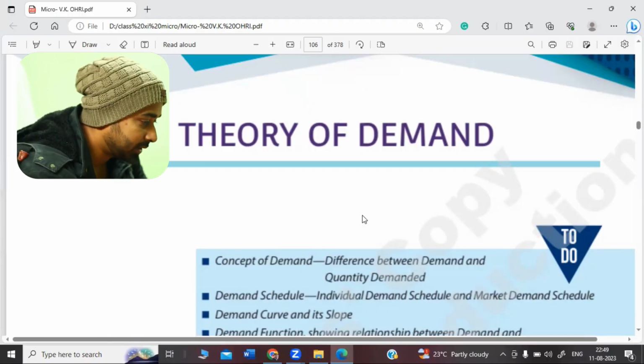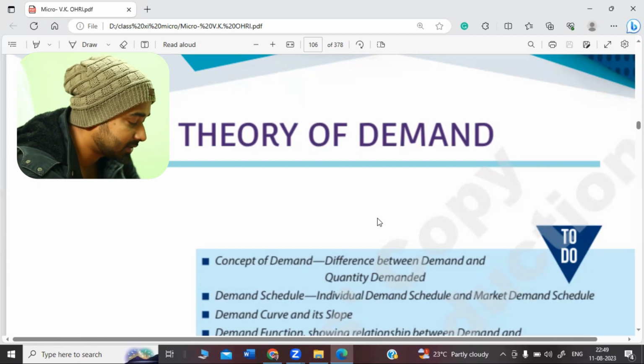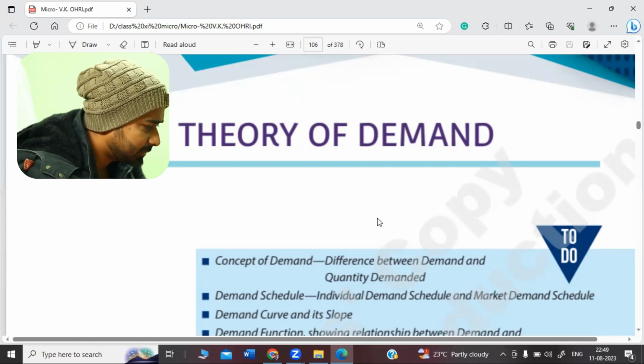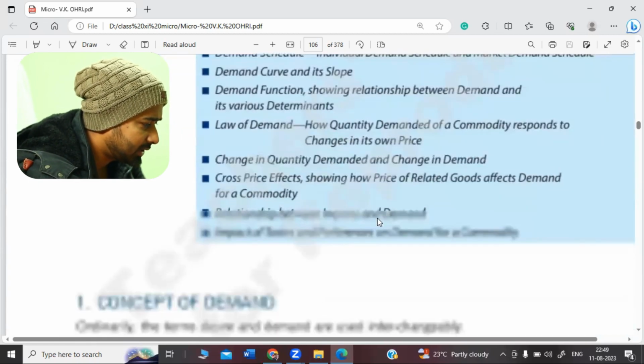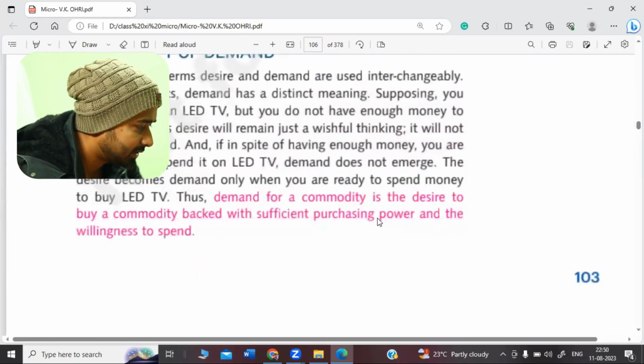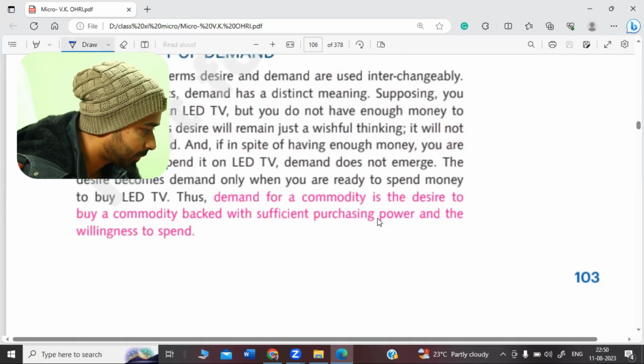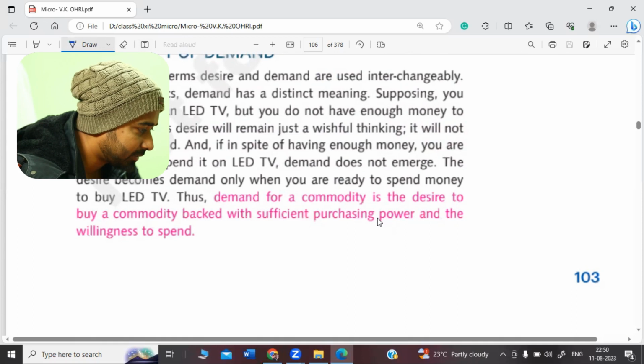So theory of demand. You can see the screen in this theory of demand. First of all, we are going to see the meaning of demand. Concept of demand: just read the sentence in pink color, and you can easily get the meaning. Demand for a commodity is the desire to buy a commodity backed with sufficient purchasing power.